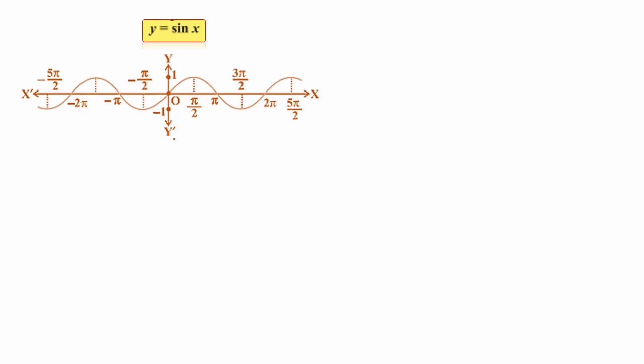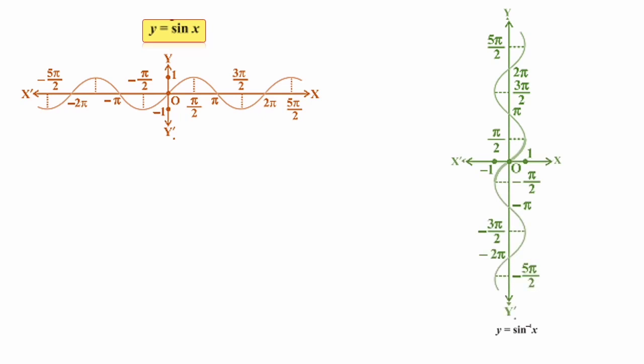Before discussing the restricted domain and range, let's try to draw the graph of y is equal to sine inverse x. It's quite simple. Just reverse the graph. That means what is there in the x-axis will come to the y-axis, and what is there in the y-axis will come to the x-axis. That's all. So the inverse graph will come as it is. That means in the y-axis we have marked -1 and 1. That will come to the x-axis, that is -1 and 1.